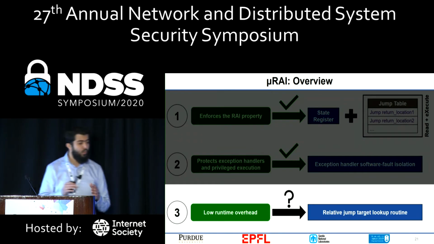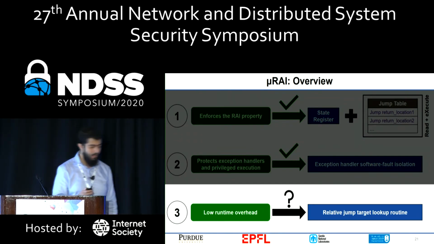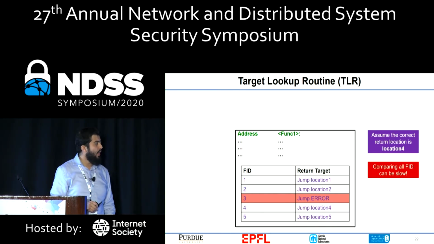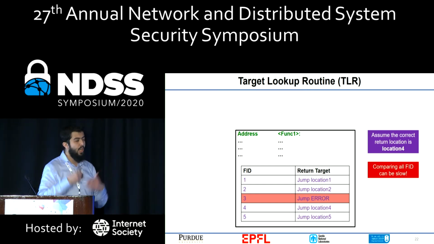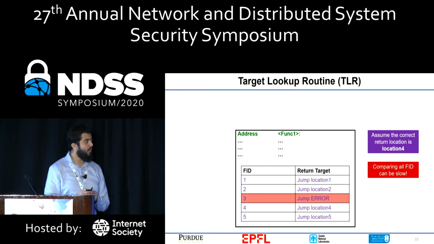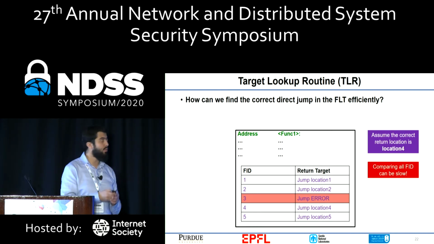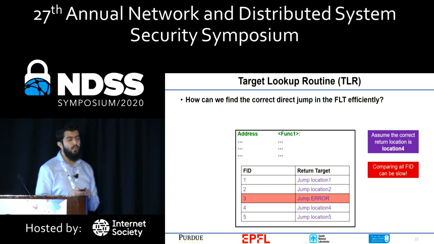And so we have a secure design. How do we actually make this efficient? And so what you see here is function 1, and the correct return location is 4, which is the fourth index in the jump table, if you can't see it. And so if you remember, if we wanted to look up this target, which we call the target lookup routine, we said, OK, the function is just going to see what's the value of the state register and we return. But if we have a long table, this can possibly be slow.